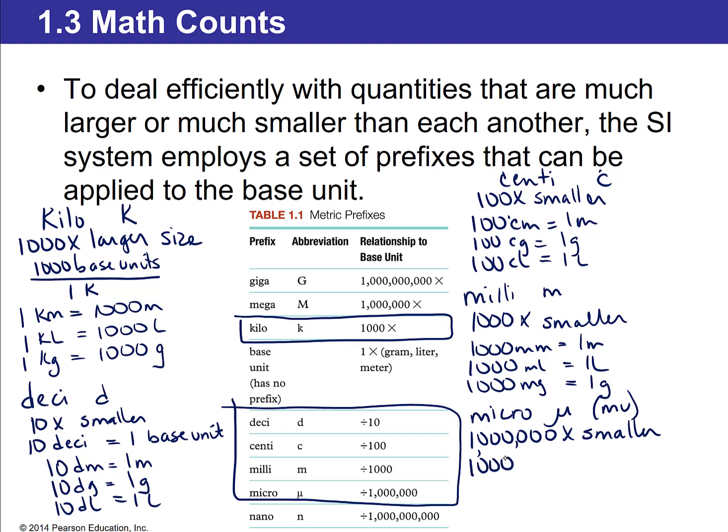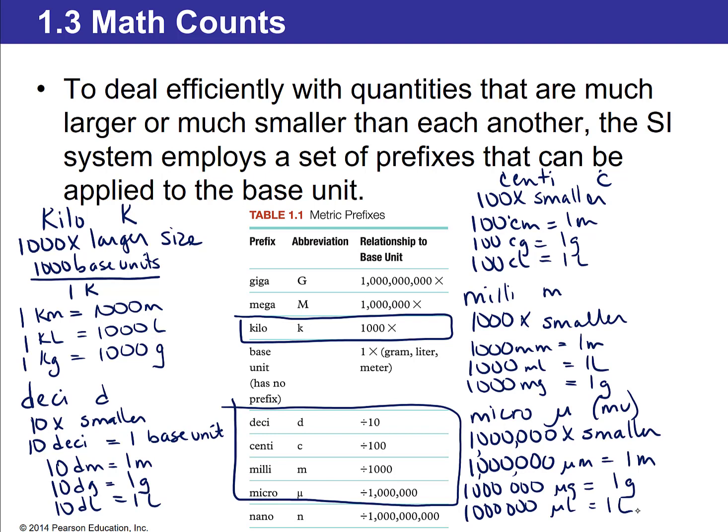So it takes 1,000,000, 6 zeros. Try to make sure I put 6 zeros. 1,000,000 micrometers to make 1 meter. 1,000,000 micrograms to equal 1 gram. And 1,000,000, sorry, not milli, that should say micro, sorry. Micrometers, micrograms, and then microliters to make 1 liter. It takes 1,000,000 micro.